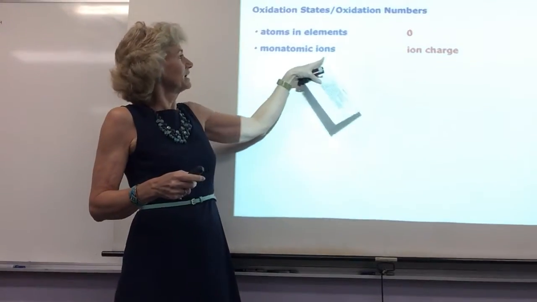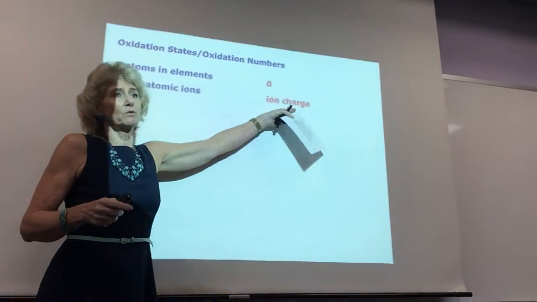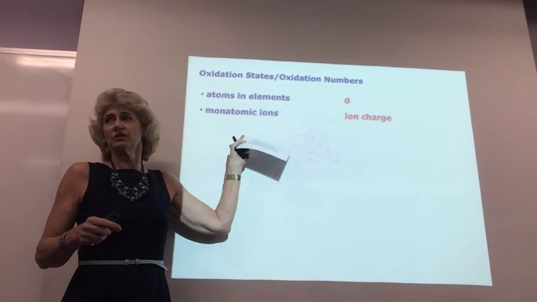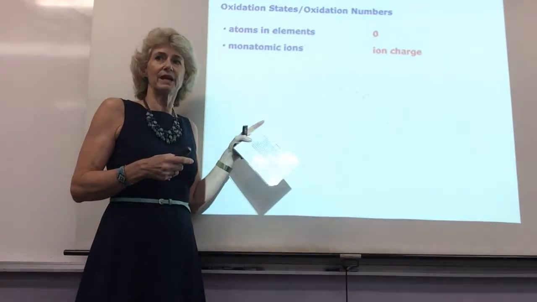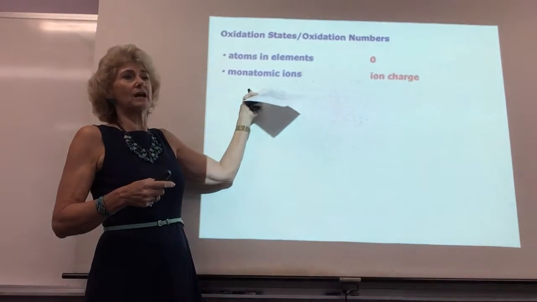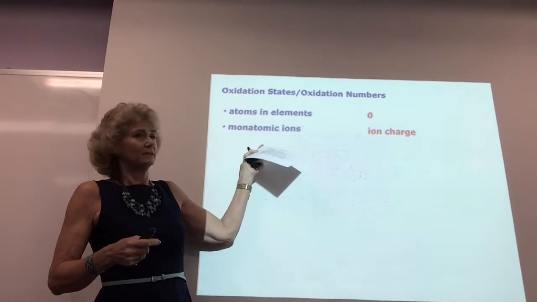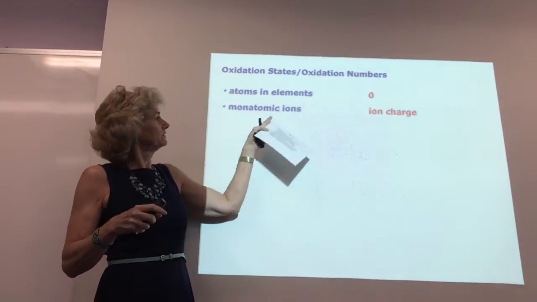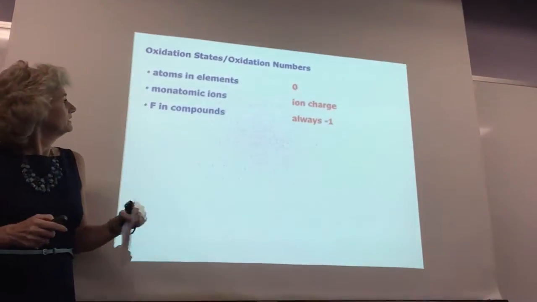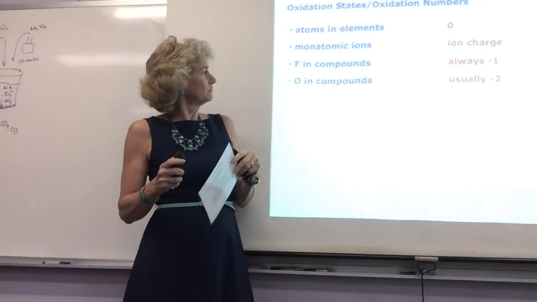If it's a monatomic ion, it's just the charge. And this is where everybody goes, oh, it's the same as the charge. Sometimes they equal each other, but it's not the same as the charge. So any ion, fluoride, chloride, bromide, iodide, or all the metals with their positive charge, that is their oxidation. Fluoride, you can always count on being negative 1.